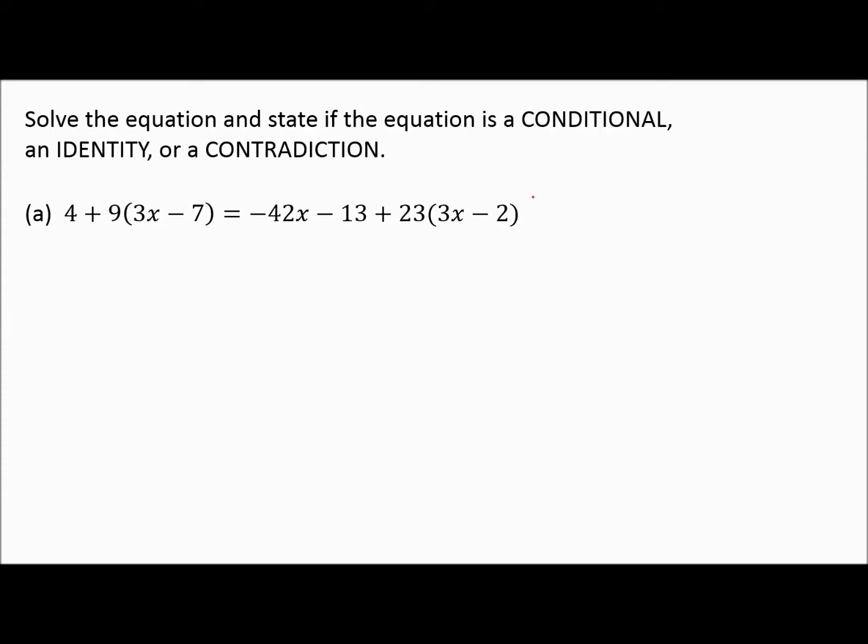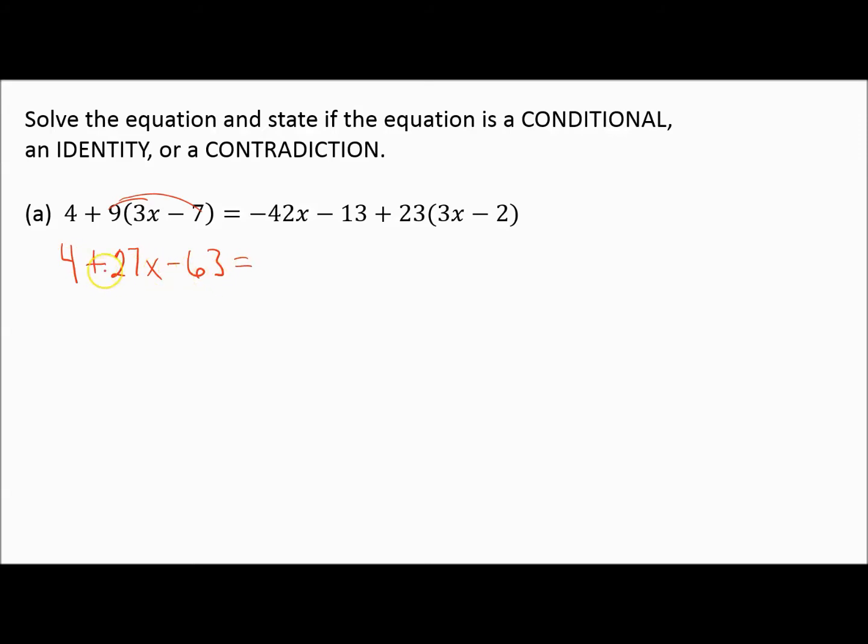So what I notice on the left, don't add 4 plus 9 is 13. Remember, that's order of operations done incorrectly. You have to multiply first. And to multiply this 9 times 3x minus 7, I must use the distributive property. So I'm going to bring the 4 down plus, now we know 9 times 3x is 27x. We know 9 times -7 is -63.